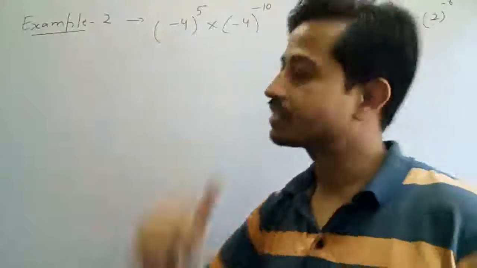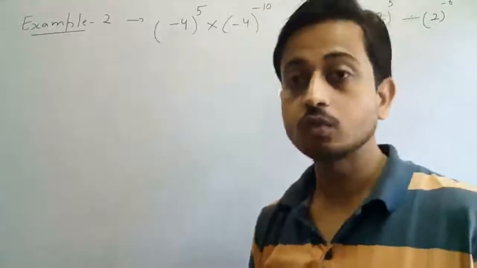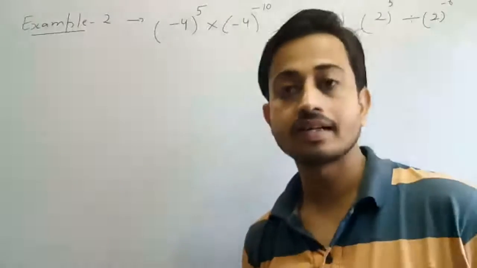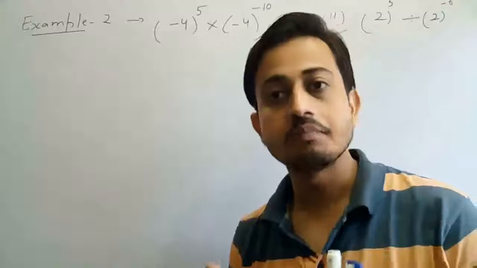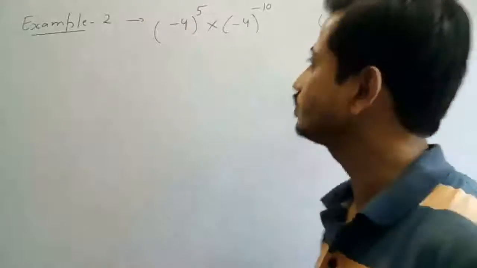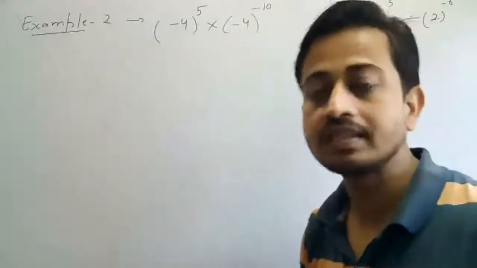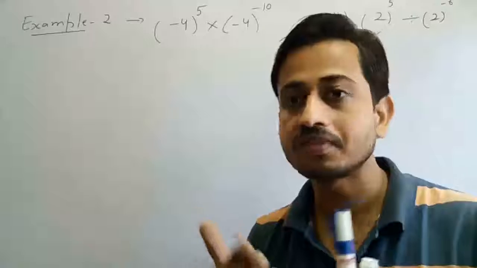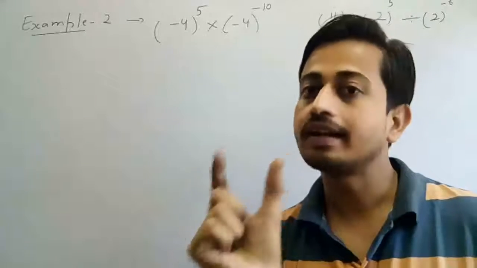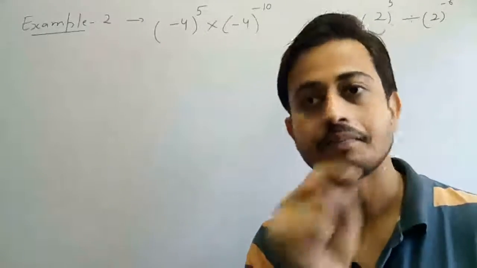Now look at Example 2, part 1: minus 4 raised to the power 5 multiplied by minus 4 raised to the power minus 10. In this, the terms are in multiplication. So you know the rules regarding multiplication. In this, what do we have? Minus 4, minus 4. It means the exponents are the same and the terms are multiplied. So what's the rule? The exponent remains the same and the powers get added.